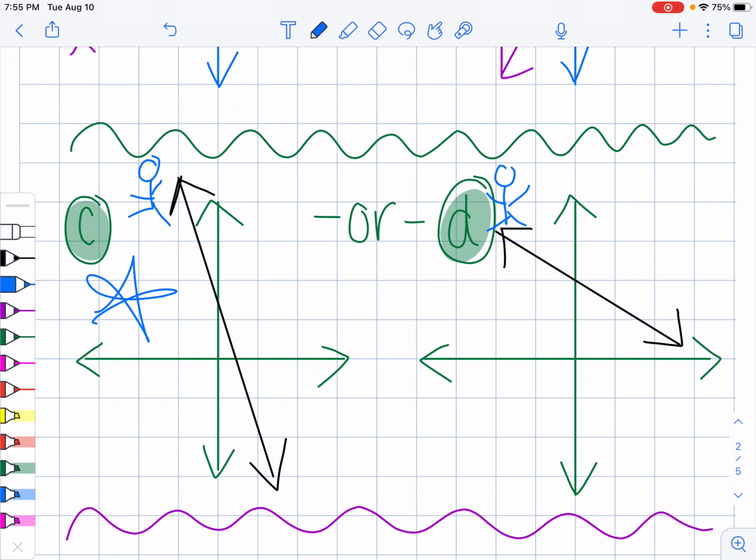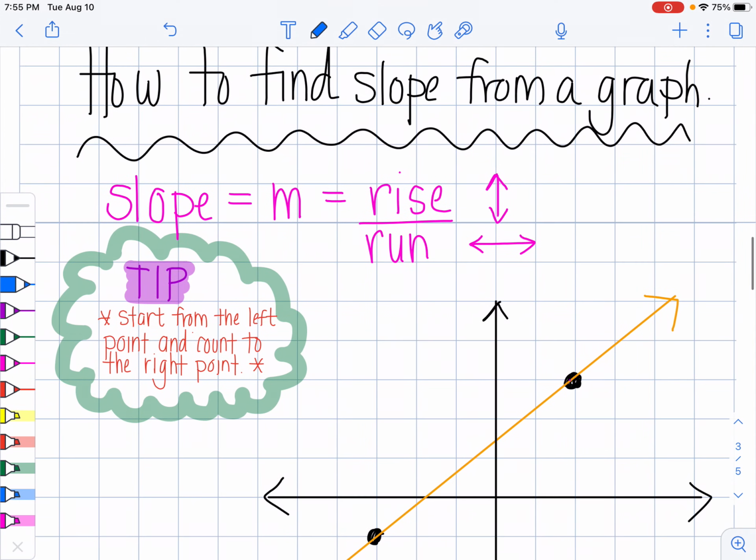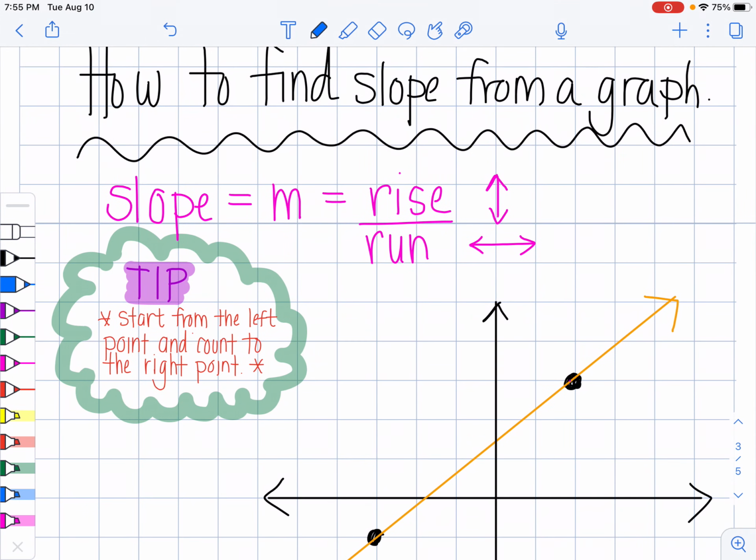So now we're going to learn how to look at a graph and find the slope. One thing that you have to know is that in math, slope is denoted, which means written, as the letter m. That represents slope. And slope is measured by the rise of your graph over the run. Rise means going up and down. How much did you go up or how much did you go down? And run is the horizontal from either right or left.